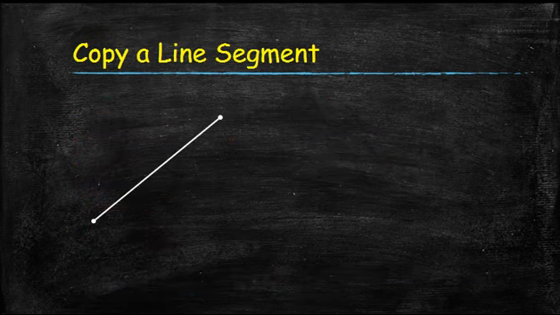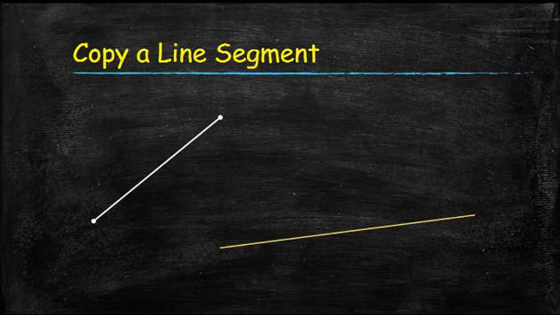For copy a line segment, we have another line that's drawn out, and then using the compass to measure the first line segment, without stretching the compass any further, we go ahead and make another swipe on our other line. So our copy is going to be from the left end of this line up to where that swipe is. So this is what copy a line segment looks like.